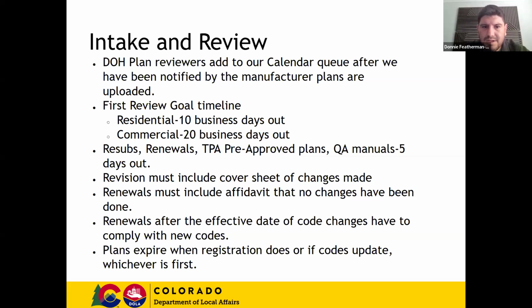Same thing for commercial structures as well. All right. Resubs, renewals, TPA approvals, and then QA manuals will be set 5 days out. Just remember, as part of that phase process, we're not going to implement the 5 days for the TPA approvals until the last phase. Okay. So we want to make sure that we're building up enough momentum so that once we start getting to the last phase, we can start doing everything as it was before the original memo that was sent out requiring third-party approvals. Okay.